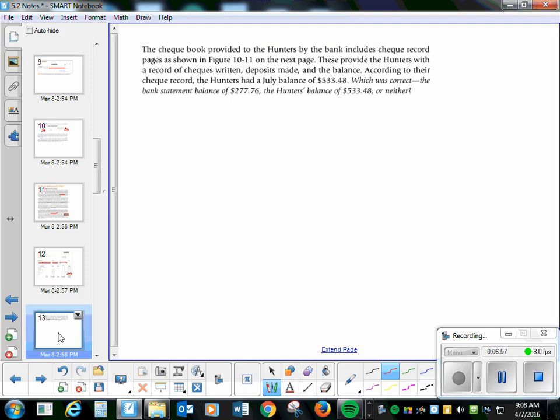The checkbook provided to the hunters by the bank includes check record pages, I'll show you in the next page. These provide the hunters with a record of checks written, the deposits made, and the balance. According to their check record, the hunters had a July balance of $533.48, which was correct. The bank statement was $277.76. So which one is right?